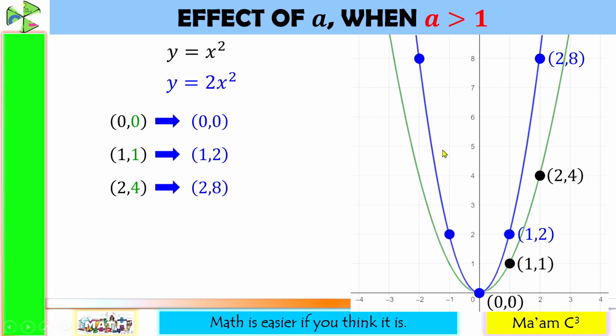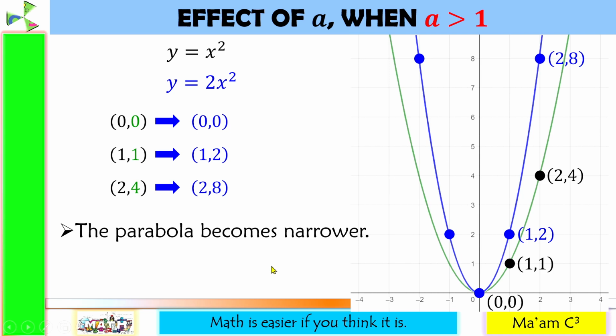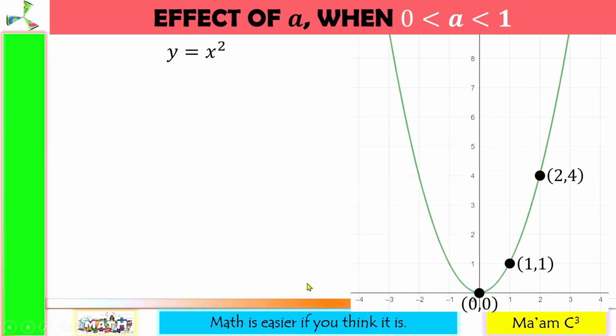Now what did you notice from our original graph to our new graph? The parabola becomes narrower. That is the effect when we multiply our mother function with a greater than 1. This time, let us have an a which is less than 1 but greater than 0. Let us say our a is 1 half.